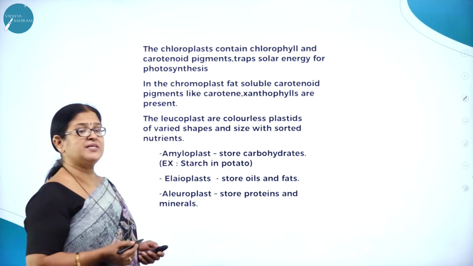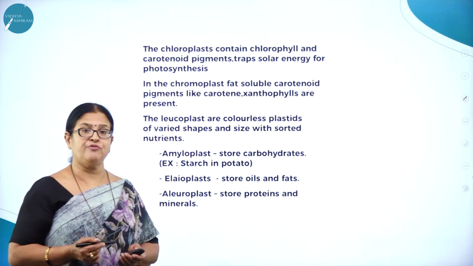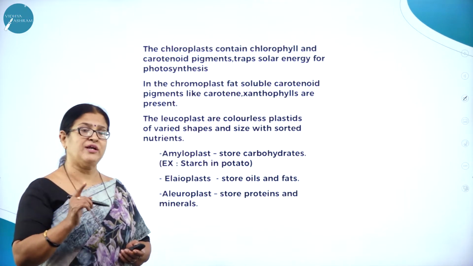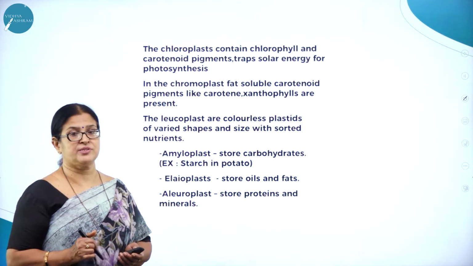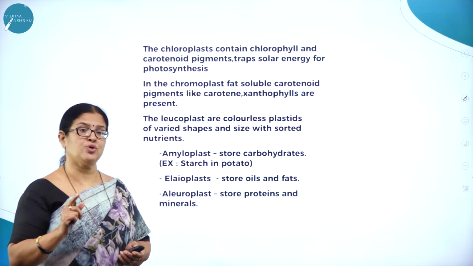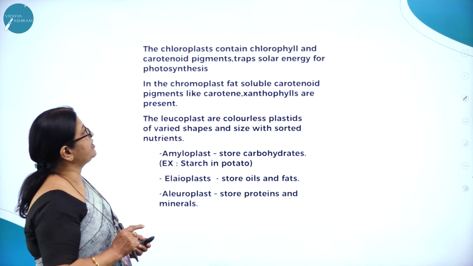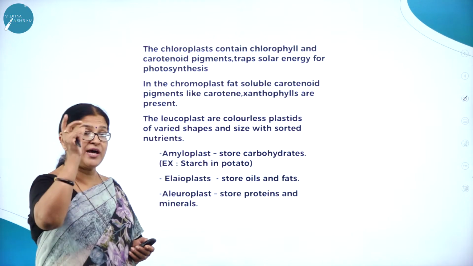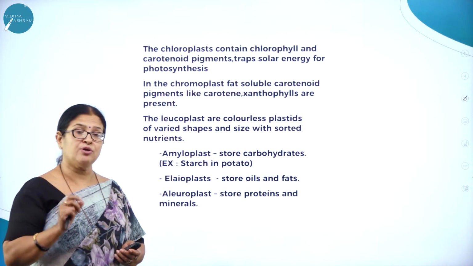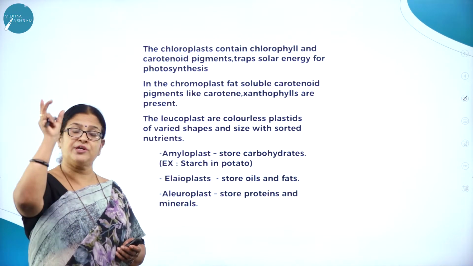Now, the chloroplasts, as we know, contain chlorophyll. I think all of us know plants are autotrophic. They synthesize their own food through a very important process called photosynthesis. And what are the raw materials for photosynthesis? Carbon dioxide, water, sunlight, and very, very important is chlorophyll. So the chloroplasts contain chlorophyll and carotenoid pigments and trap what? Solar energy. Why chlorophyll is so very important for photosynthesis for the plants? The chlorophyll A and chlorophyll B. Chlorophyll A is the main photosynthetic pigment which is going to trap the solar energy.